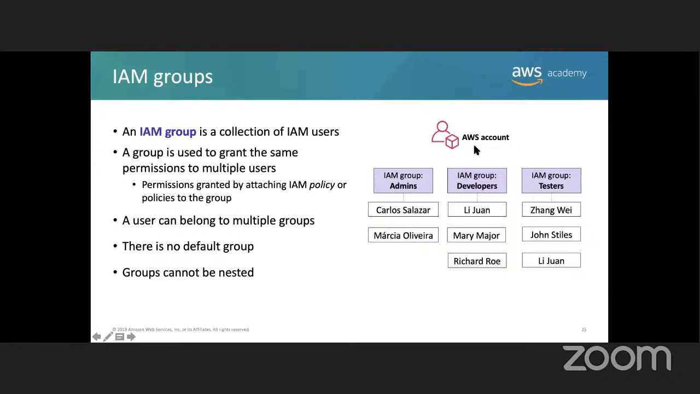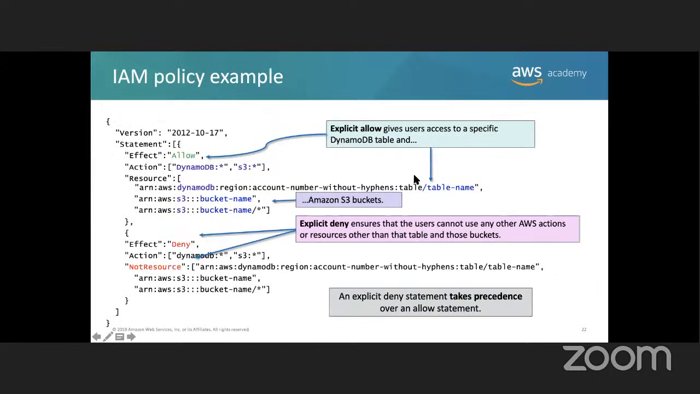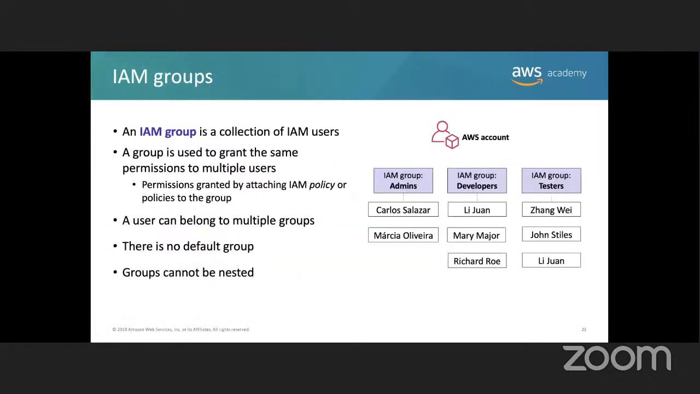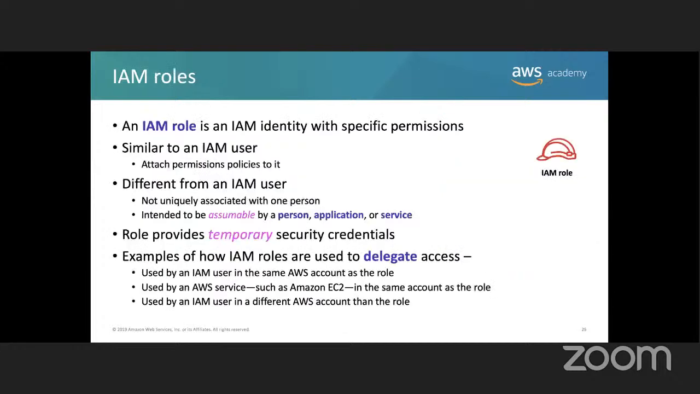So we have an AWS account, we have admins, Carlos Salazar and Marcia Oliveira, and then we have developers, Lee Juan, Mary Major, and Richard Rowe, and we have testers, Zamway, John Stiles, and Lee Juan. You see, Lee Juan is in the testers group, but is also in the developers group. So you can be in several groups, but don't forget, you never have a group inside a group. That is not possible. Guys, any questions?